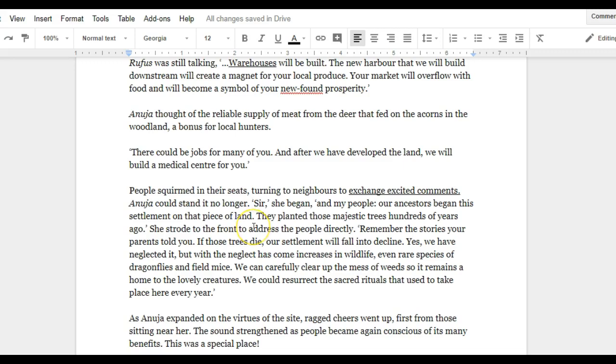Sir, she began, and my people, our ancestors began this settlement on that piece of land. They planted those majestic trees hundreds of years ago. She strode to the front to address the people directly. Remember the stories your parents have told you. If those trees die, our settlement will fall into decline. Yes, we've neglected it, but with the neglect has come increases in wildlife, even rare species of dragonflies and field mice. We can carefully clear up the mess of weeds so it remains a home to the lovely creatures. We could resurrect the sacred rituals that used to take place here every year. As Anuja expanded on the virtues of the site, ragged cheers went up.